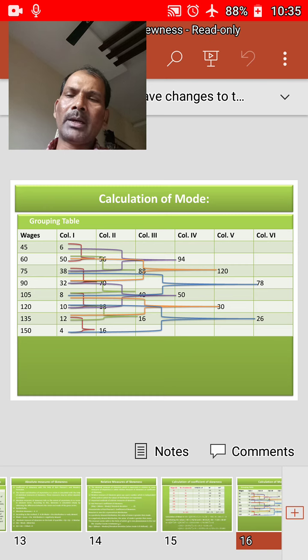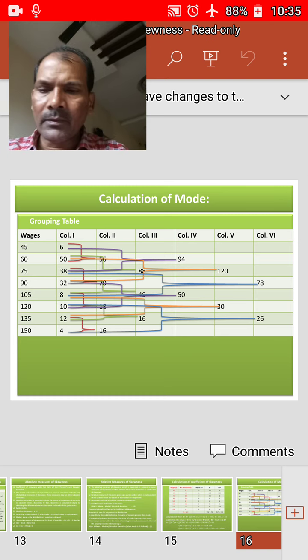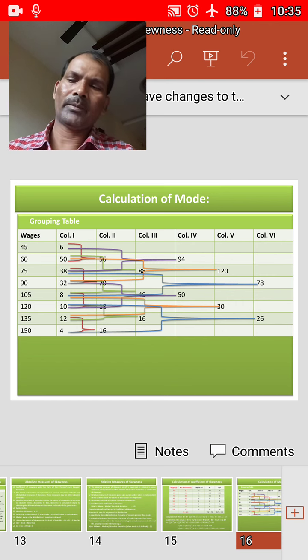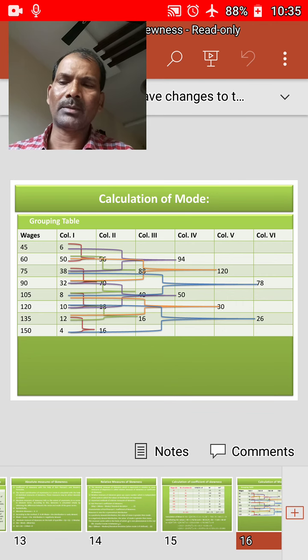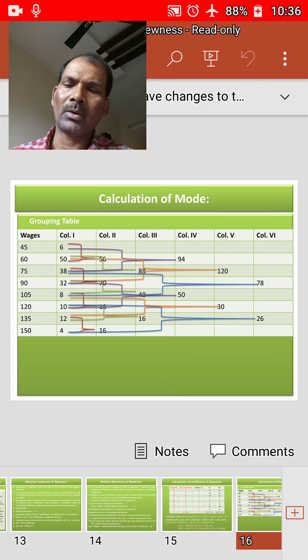For the third column, leaving the first frequency, if you add the two, then you will get the third column. That is 50 plus 38 is 88, 32 plus 8 is 40, 10 plus 12 is 22. The remaining 4 is left because it doesn't have any pair. In the fourth column you need to add three, grouping the three frequency items. That is 6 plus 50 plus 38 is 94, 32 plus 8 plus 10 is 50.